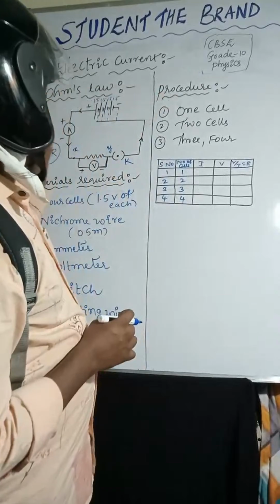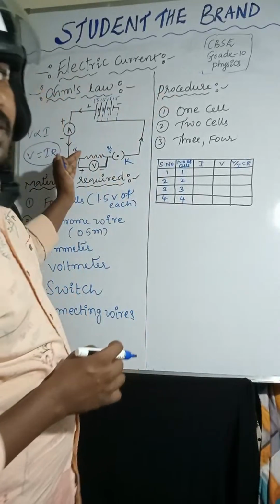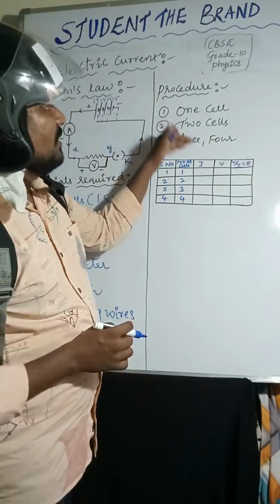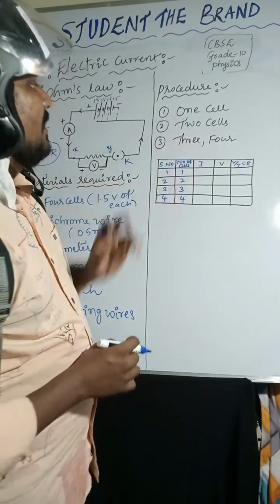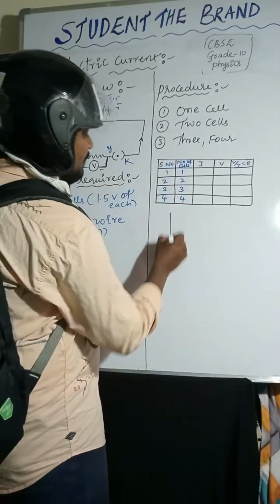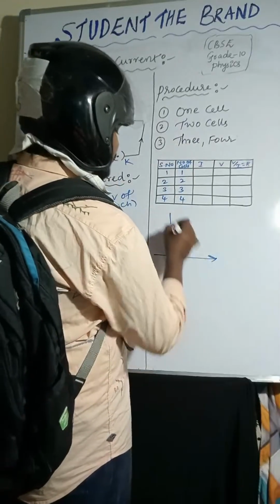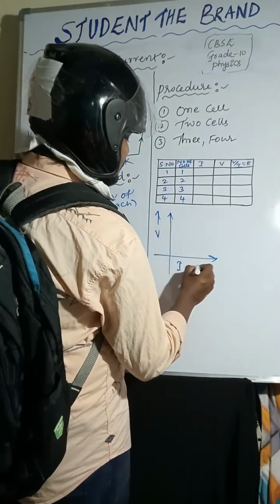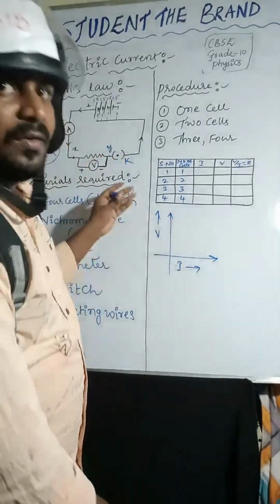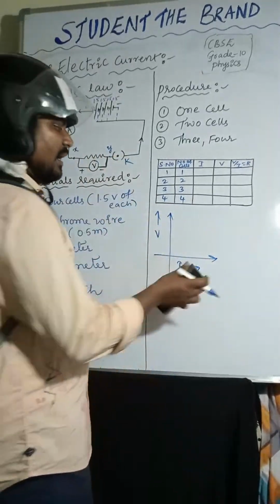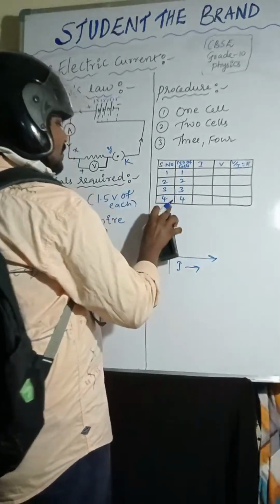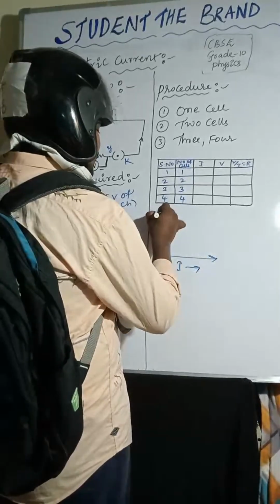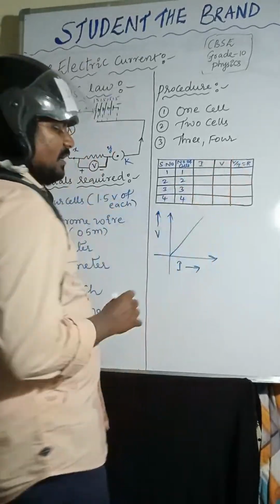Connect one cell and note down the readings of the ammeter and voltmeter. Connect two cells and note down the readings. Repeat the process for 3 and 4, mention the values in the tabular form, and draw the graph for VI. V is on the Y axis and I is on the X axis. If you draw that graph, it shows a straight line starting from the origin.